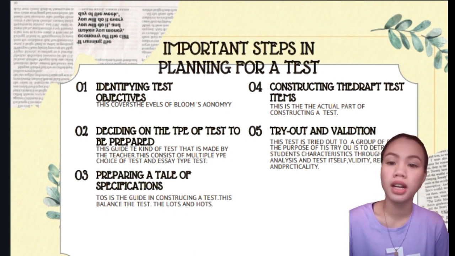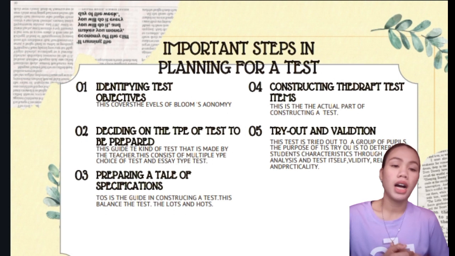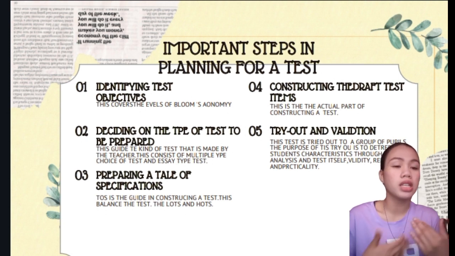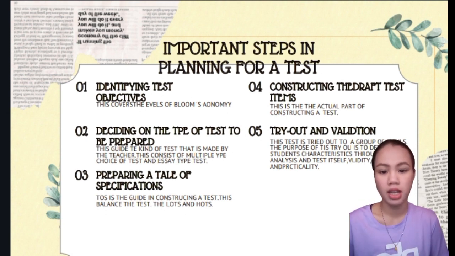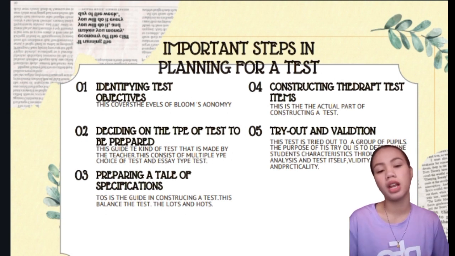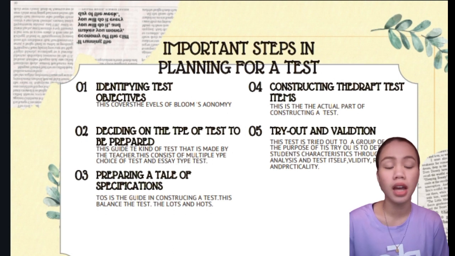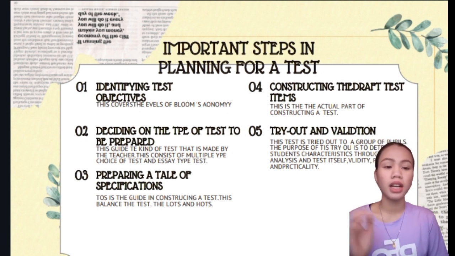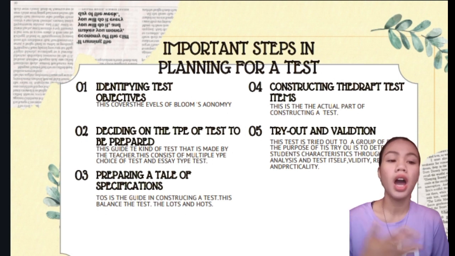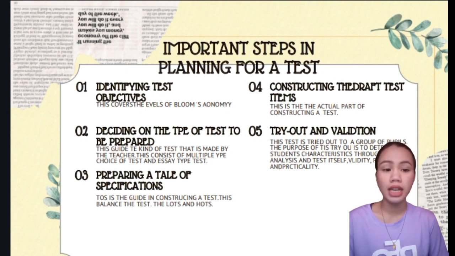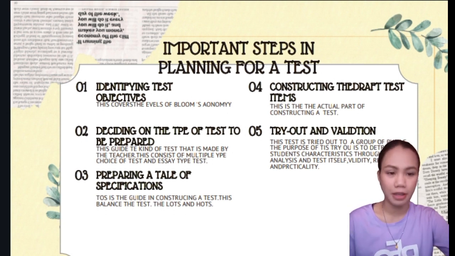Next, the last important step for planning a test is the item analysis and tryout. The test is tried out on a group of pupils. The purpose of this item analysis tryout is to determine the item characteristics through analysis, and the characteristics of the test itself, like the validity, reliability, and practicality.